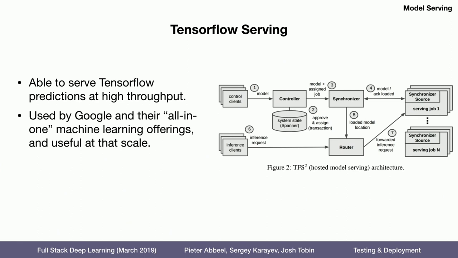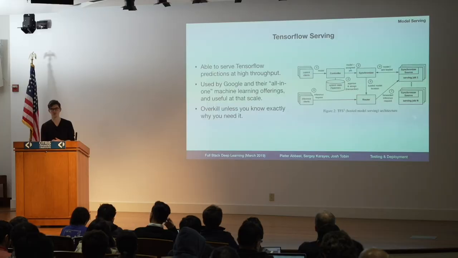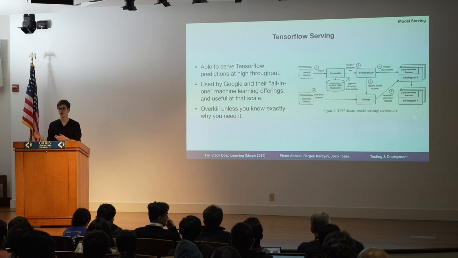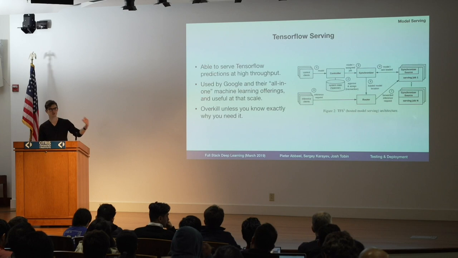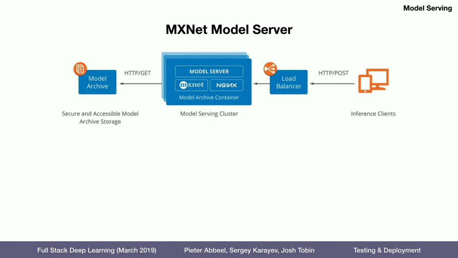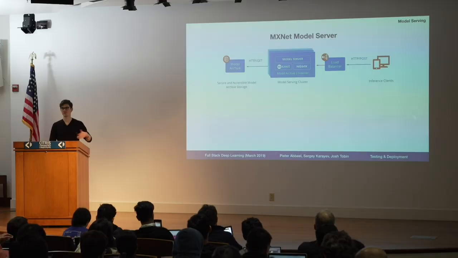But my take is that it's probably overkill unless you can explain to yourself why you need it. I would first try serving on CPU, and then if that's too slow, or you understand that you actually have to serve batches, or that you actually need the GPU, at that point I would look into TensorFlow Serving. But my take is that you probably don't need it. Same thing for the MXNet model server: you've got a model archive, model serving cluster, and load balancer. It's essentially the same kind of thing that I've presented, except specifically for a given framework.